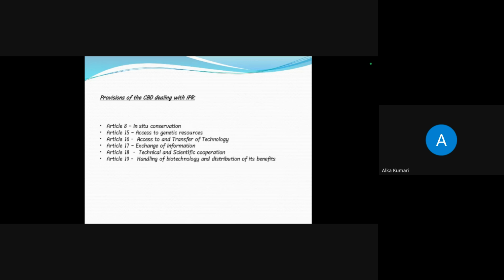The next provision is Article 19, the handling of biotechnology and distribution of its benefits. In this provision, the contracting parties shall take legislative, administrative, or policy measures to provide for the effective participation in biotechnological research by the contracting parties. So these are the provisions of the Convention on Biological Diversity which deal with intellectual property rights.